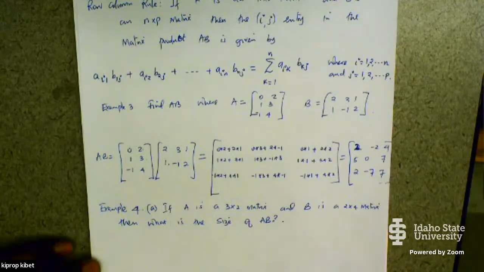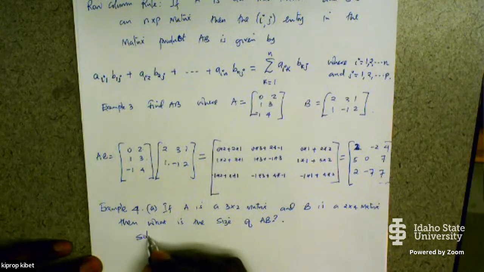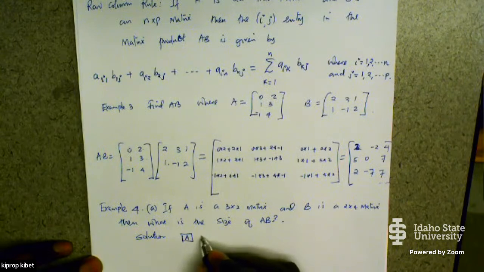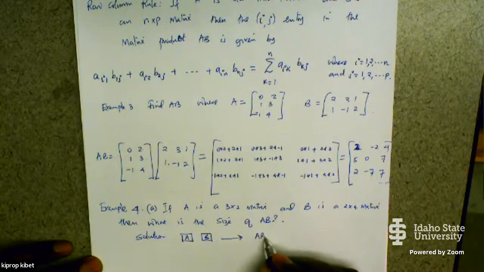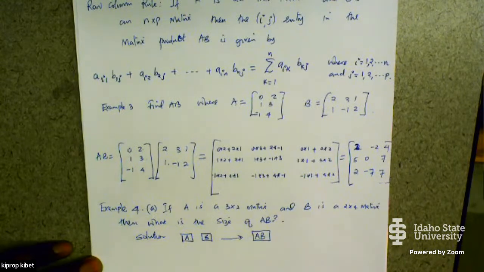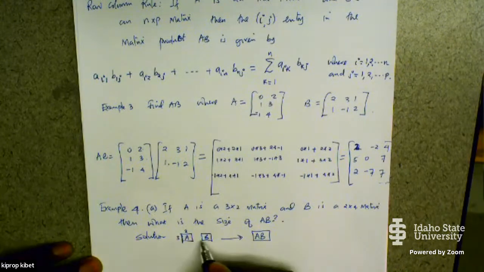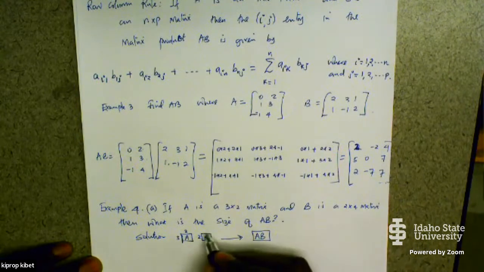So solution, let's say we have our A here and then we have our B there, then what is our AB here? So if the number of rows in A are 3 and 2 there, then the number of columns here should be equal to the number of rows in B, which is 2 here, and then we have our 4.